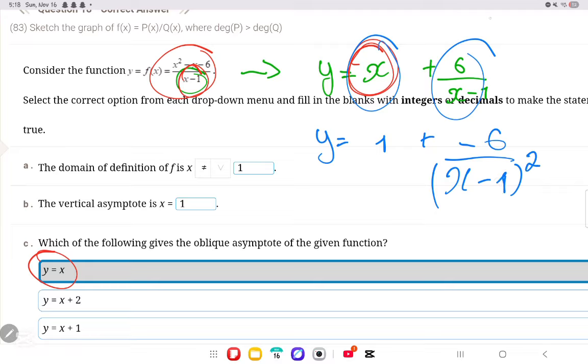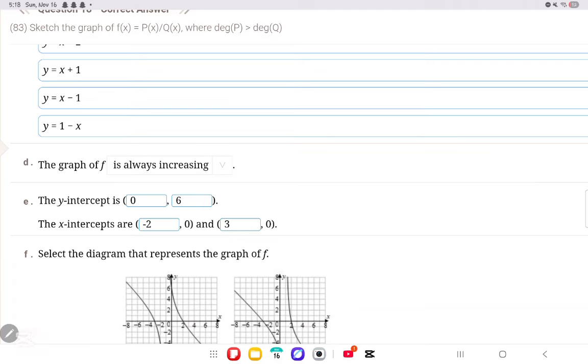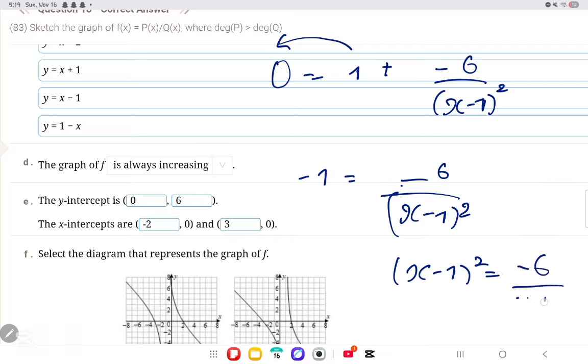Okay, so now they want to see if it's always increasing or decreasing. So please remember this. The graph of f is always increasing. How did they get this? y equals 1 plus minus 6 over x minus 1 squared. Okay, so now I need to find the roots. That means y is going to be equal to 0. So if I move this to the other side, minus 1 is equal to minus 6 over x minus 1 squared. So minus 1 times x minus 1 squared is equal to minus 6. This means that x minus 1 squared is equal to 6, right?